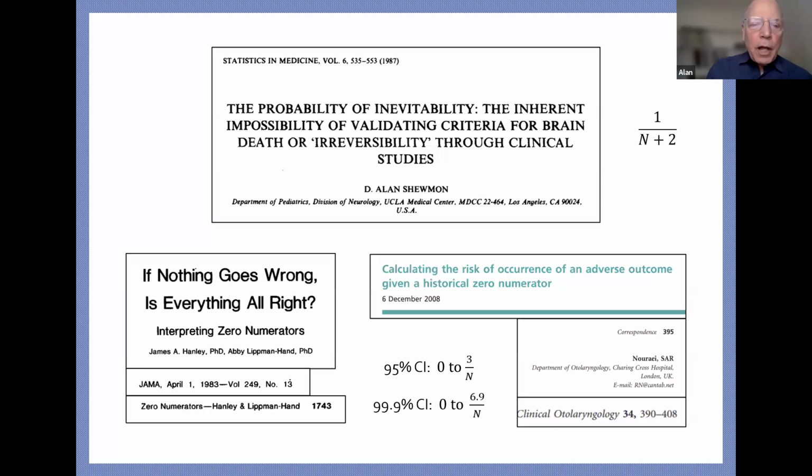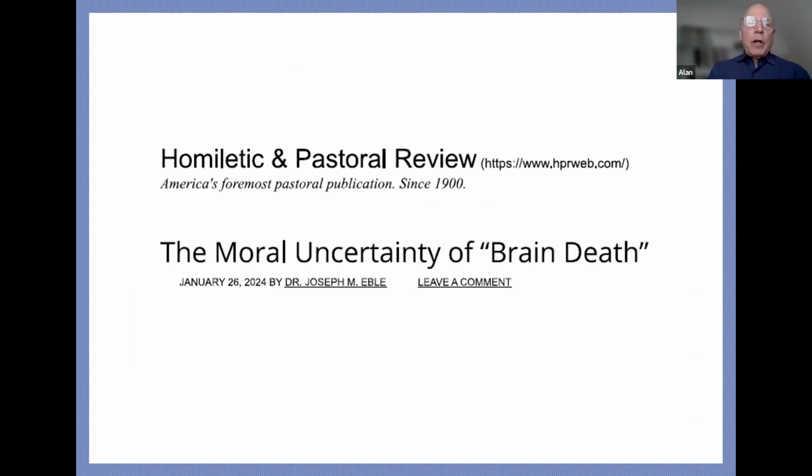The same kind of analysis was done by others using different mathematical methods, but coming up with essentially the same order of magnitude, a fraction over n. So given all of this, where does it leave us? We do not know that people who fulfill the diagnostic guidelines actually fulfill the criterion of death. And if you believe, as I do, that the criterion of death does not correspond to a valid concept of death, then we're in really big moral trouble.